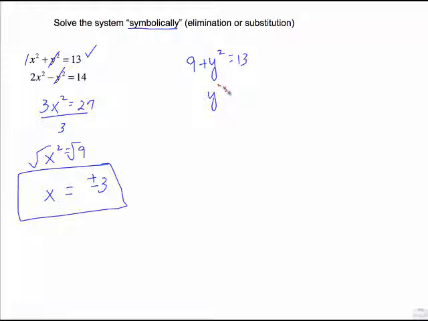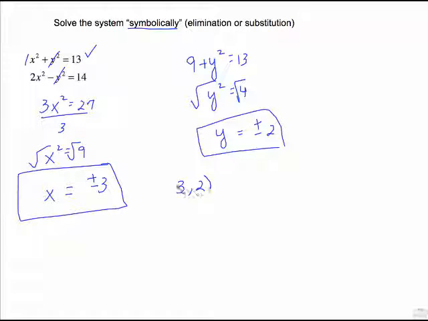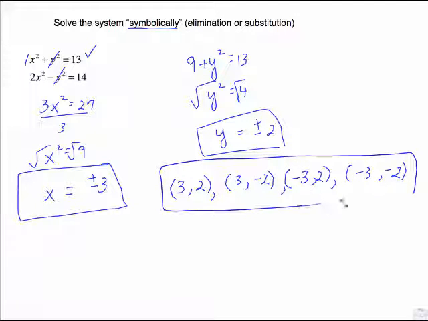Subtract 9 from both sides. Y squared is 4. Again, we're going to take the square root of both sides, and I have plus or minus 2. Now, what MathLab is expecting you to do now is pair these up in ordered pair form. So if I take positive 3, pair it with positive 2. That's one of my points of intersection. Take positive 3, pair it with negative 2. That's another point of intersection. Do the same thing with negative 3. Pair it with positive 2, and then take negative 3, pair it with negative 2. And those are my 4 points of intersection, and MathLab will tell you to enter those like that, separated by a comma.